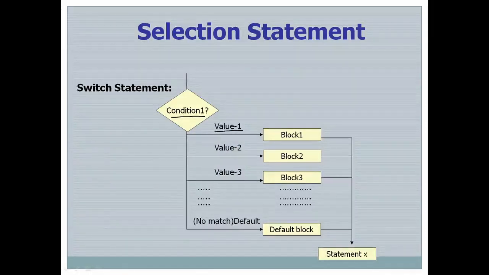If the condition value matches value 2, block 2 is executed and it goes out of the switch statement. Like this, it checks all the values, and if no match is found, it goes to the default case and the default block is executed. Then it goes to statement X. So this is how the switch statement works. Okay, this is about selection statements in Java.